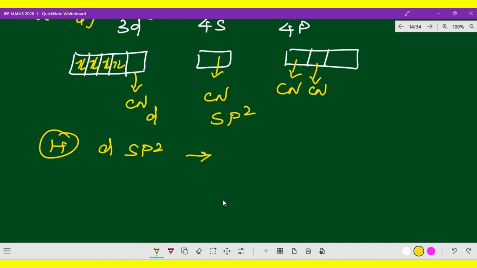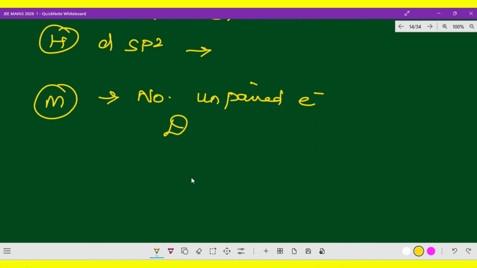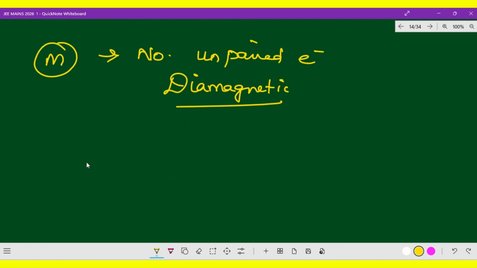Now they are asking the magnetic property. Are there any unpaired electrons? There are no unpaired electrons. No unpaired electrons means it is diamagnetic in nature. I hope you got the clarity.